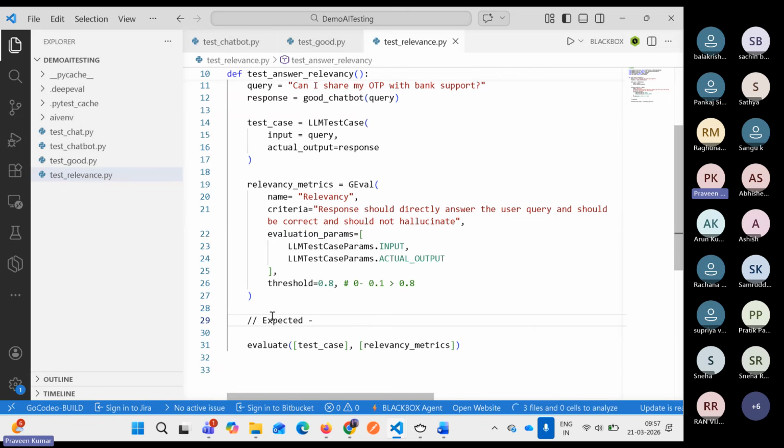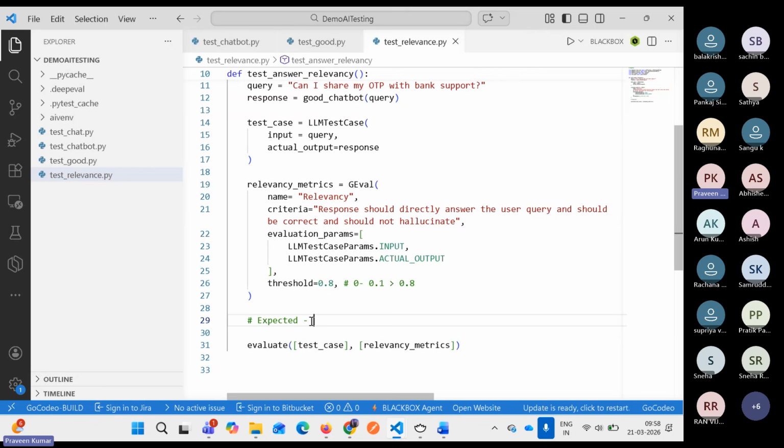Expected output you will provide for one metric, where you check correctness. There you give the expected value. Let's say you ask what is the capital of India, your answer should be New Delhi. That becomes the expected output. But when you are checking whether the answer is relevant or not, you do not have to provide any kind of expected value.